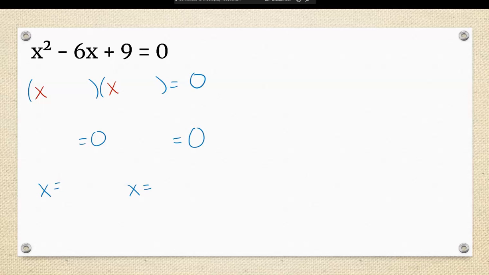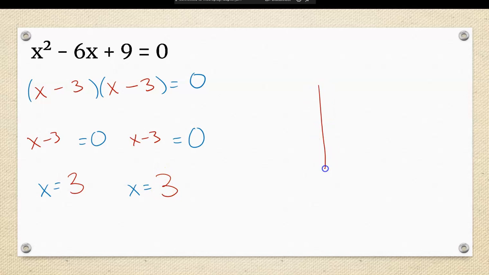All right, what did you use? 3 and 3? What kind of 3? Both negative. Good. Remember, positive 9 on the end means same sign. The negative in the middle means both negative. So we do x minus 3 equals 0, x minus 3 equals 0. So x equals 3 and 3.